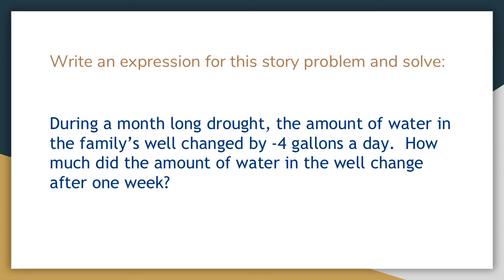It's time for a story problem. I want you to write an expression for this story problem and solve it. It says, during a month-long drought, the amount of water in the family's well changed by -4 gallons a day. How much did the amount of water in the well change after 1 week? I would like you to pause me and go ahead and work it out and then come back ready for checking.